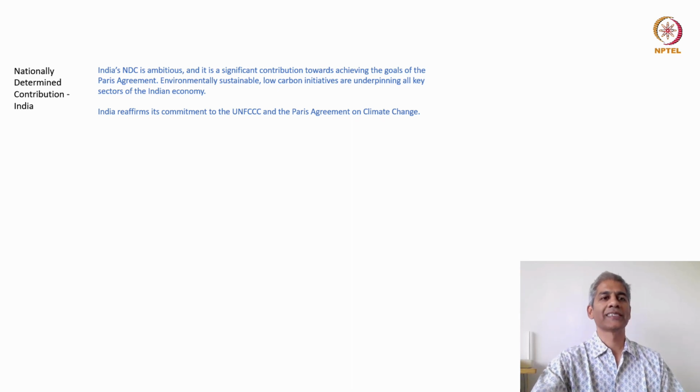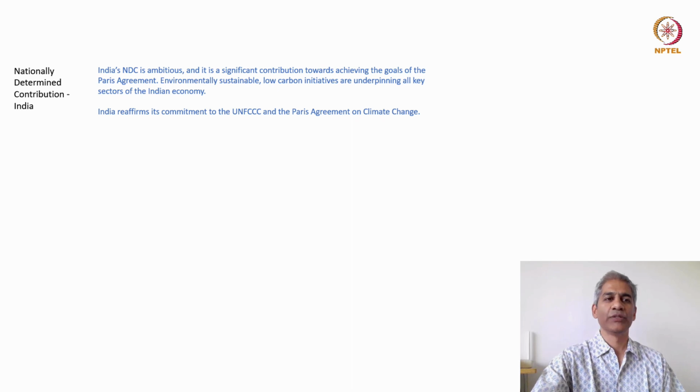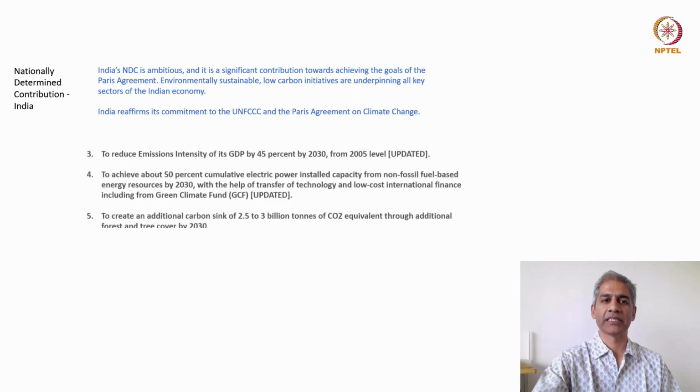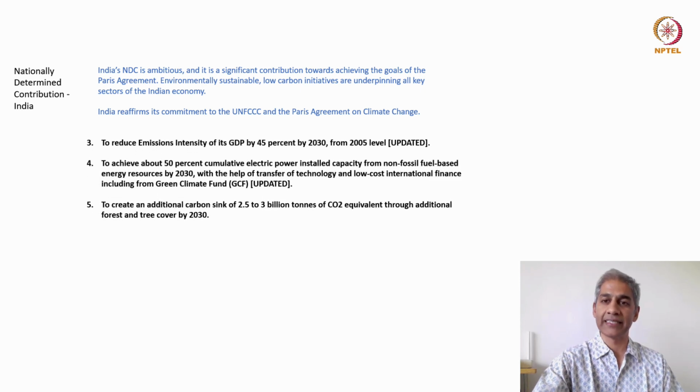So India is also a signatory to the Paris Agreement. If you are a signatory, then you have an NDC, the Nationally Determined Contribution, which is basically what you are pledging in order to counter climate change. India has made very ambitious targets, and this is India's updated NDC. The first target is we have affirmed to reduce our emissions intensity of GDP by 45% by 2030 against a baseline of 2005 level.